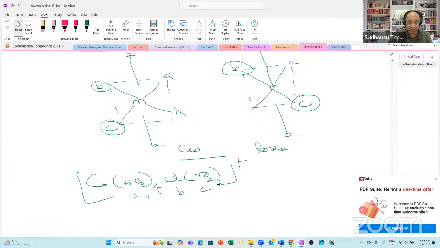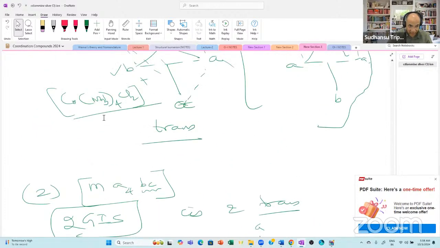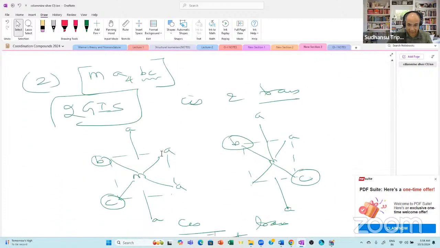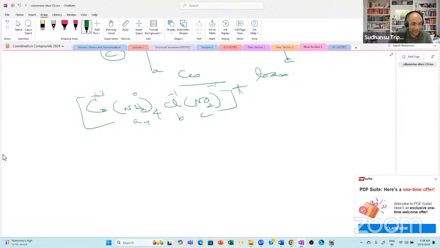The example is here, tetraammine chlorido nitrito-N cobalt(III), because this is -1, this is -1, this is neutral. So this has to be 3, so that the net charge of the complex will be... sorry, +1, I'm sorry. So this name will be tetraammine dichlorido cobalt(III). So that will exist as cis and trans, 2 GIs.